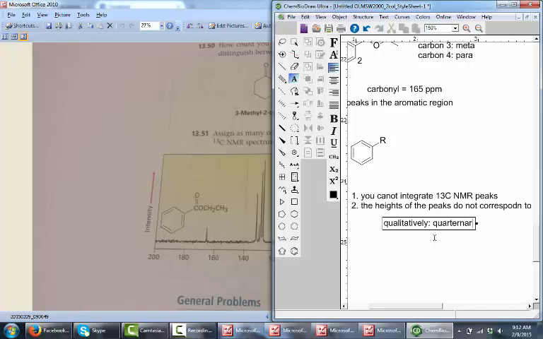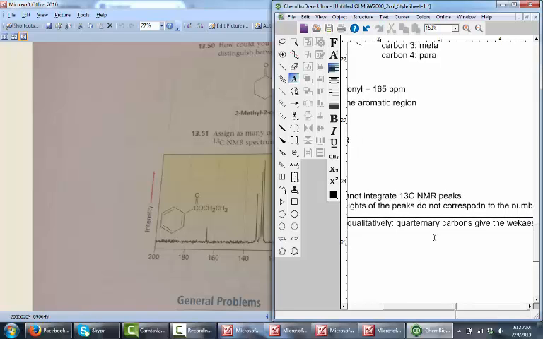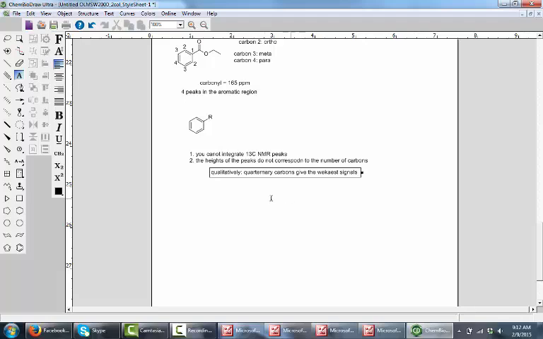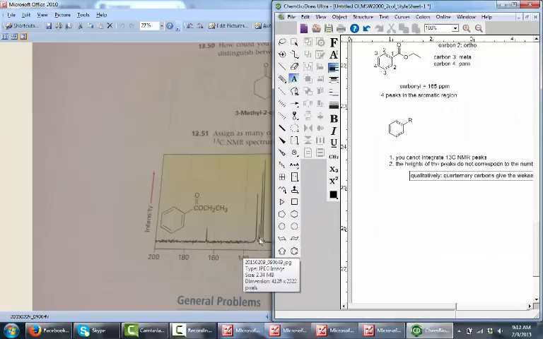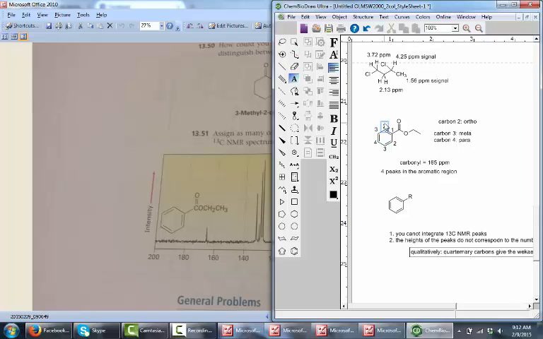quaternary carbons give the weakest signals. Here, let's zoom in on that. So that's just a qualitative thing. They get the weakest signals from things with no protons attached to them. Okay, but again, 4 peaks in the aromatic region, 4 types of carbons in this molecule.